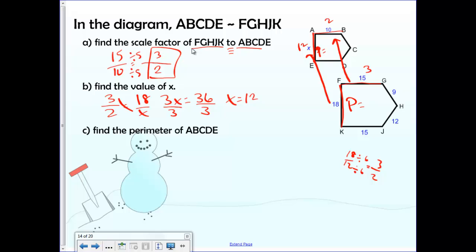What is the perimeter of this one? How do I find the perimeter of that one? What is perimeter? All the distance around the outside edge. Yep. So the perimeter of this is 18 plus 15 plus 15 plus 9 plus 12. When we add those numbers all together, you get 69. So the perimeter of this is 69 units.